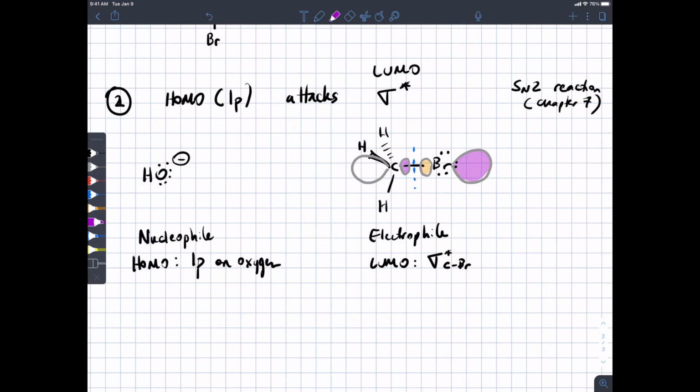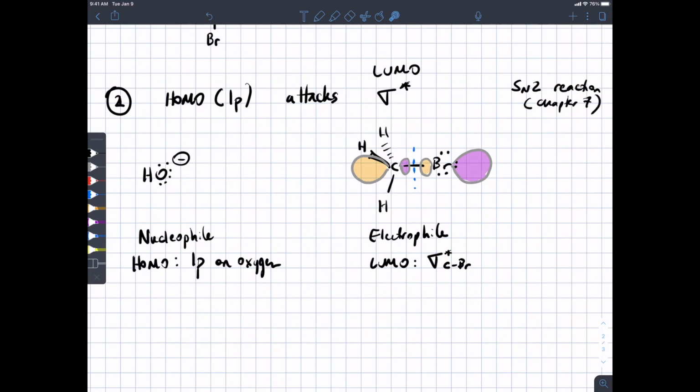I must shade in the large lobes that point away from the space between the two nuclei, that point away from the bond. I have to shade them such that this lobe in back of carbon is opposite in sign to the one that's in front of carbon, and this lobe in back of bromine I have to shade opposite in sign to the one that's in front of the bromine. That's what the sigma star looks like.